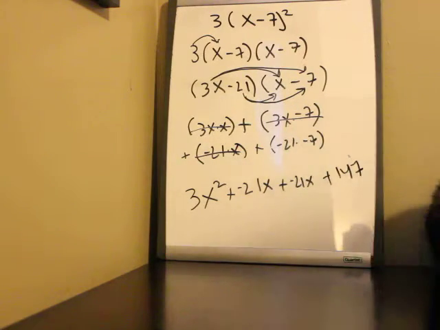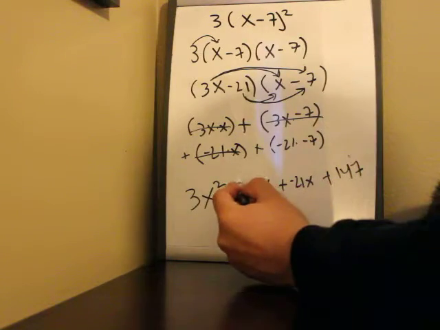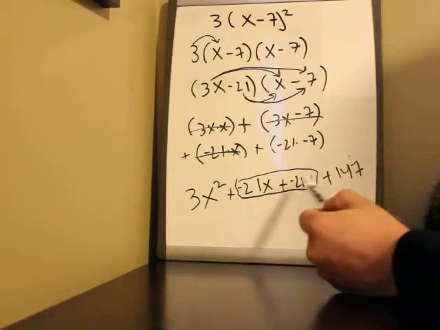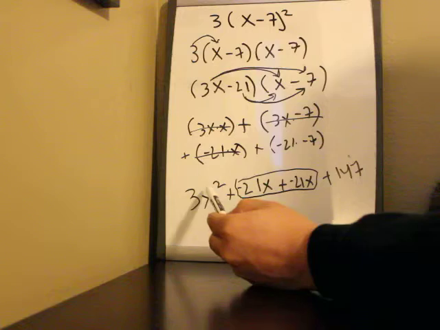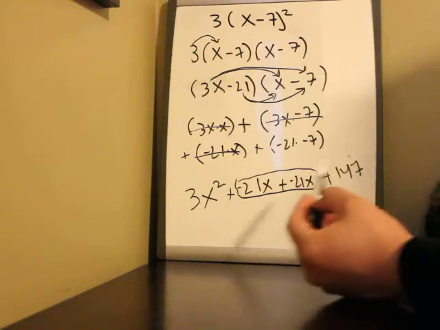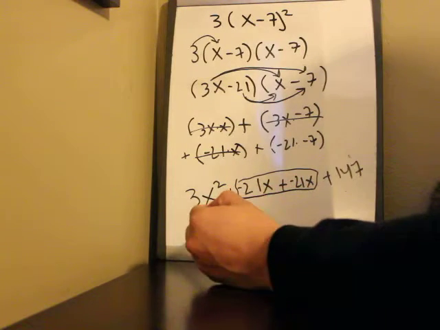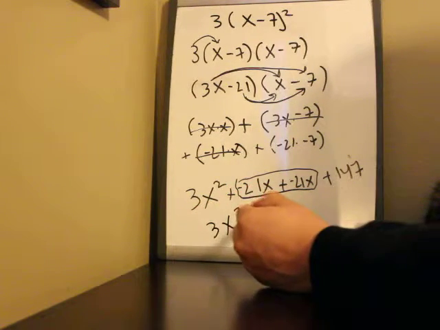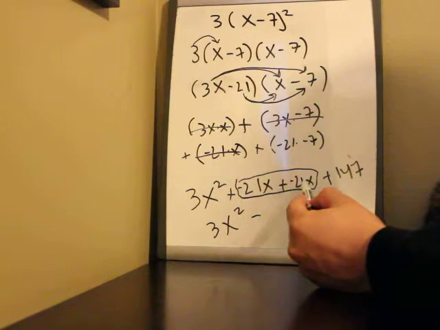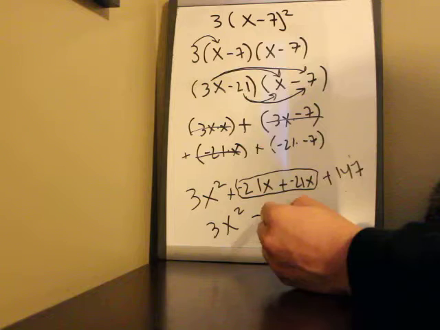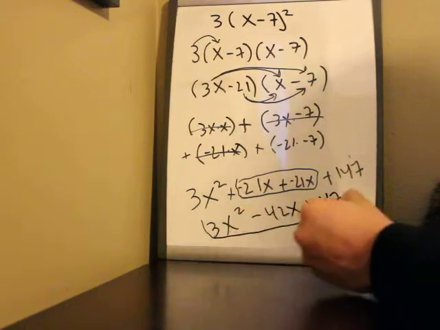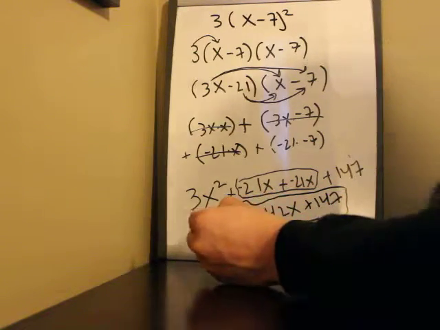Okay? Now I just combine like terms. I can combine these two together because they're the only ones that have an x attached to it. Nothing else has an x squared. This is the only one. And this one doesn't even have an x attached to it. So these are the only like terms. So we're going to get 3x squared plus negative 21 plus negative 21, that's negative 42x plus 147. And that becomes my final polynomial.